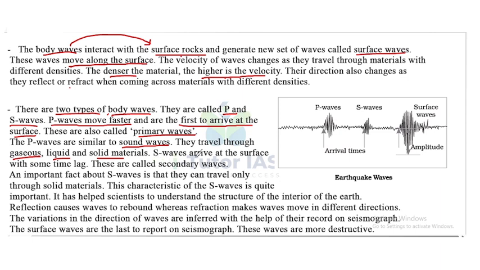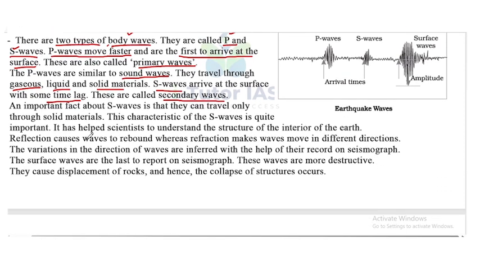Now, S waves arrive at the surface with some time lag. So the S wave reaches second; it takes some time to reach the surface. These are called secondary waves. The body waves are of two types, P waves and S waves. The P wave is also known as the primary wave and moves faster than the S wave, or secondary wave, which reaches the surface with some time lag.